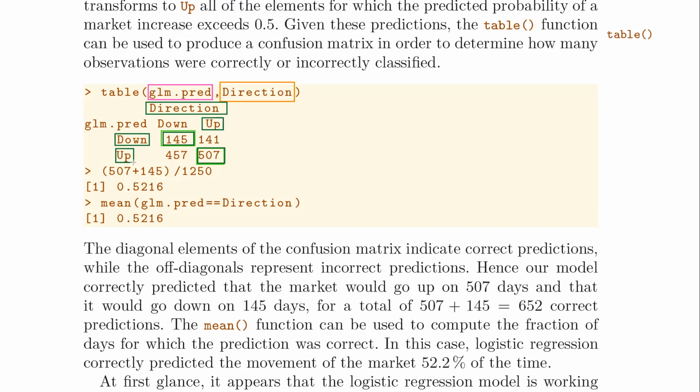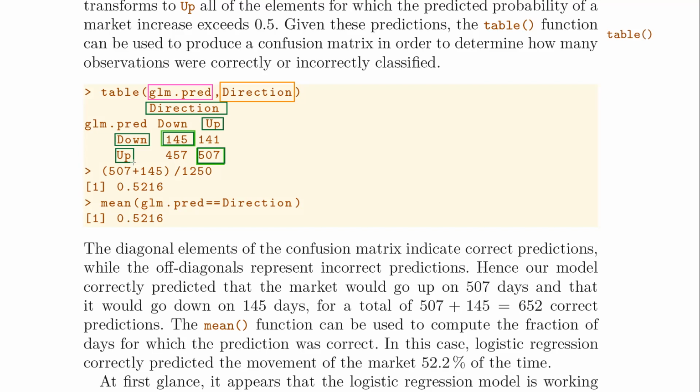In fact, this is what the book goes on to say. The diagonal elements of the confusion matrix indicate correct predictions, while the off-diagonals represent incorrect predictions. Hence, our model correctly predicted that the market would go up on 507 days and that it would go down on 145 days for a total of 652 predictions, which is not very good, is it? We only got just over half of them correct.